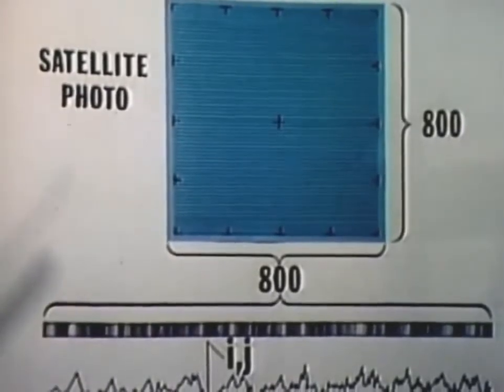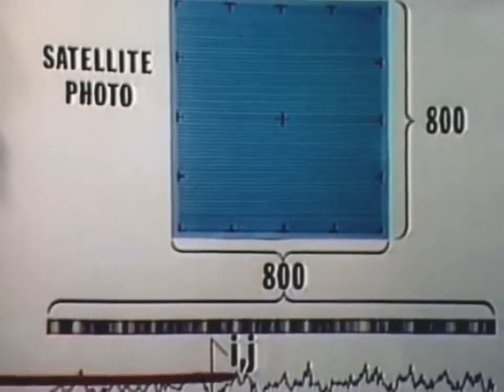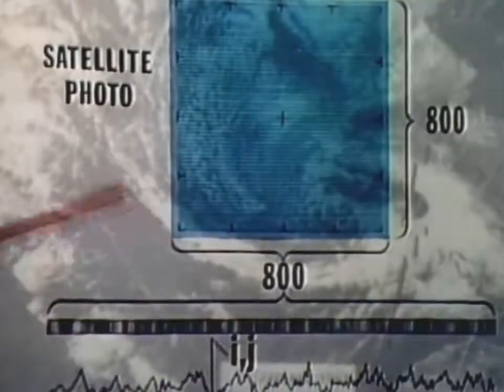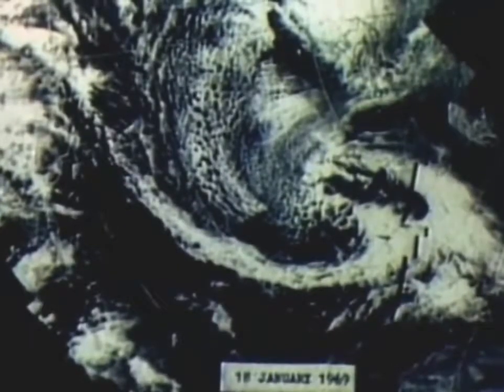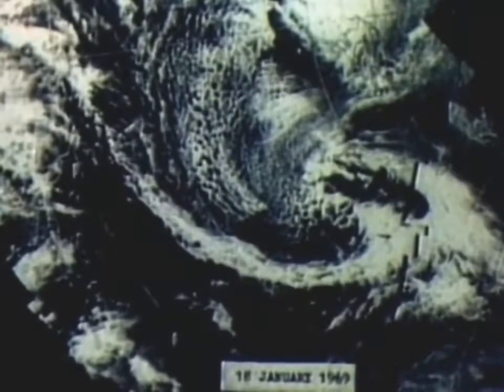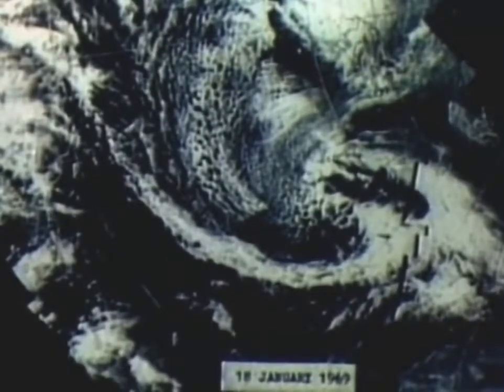Each brightness bit can be assigned to a locator in a computer program, an IJ locator. From this, we can reassemble these bits into a map form, polar stereographic maps or Mercator projections, and to any scale we need, 1 to 10 million or 1 to 20 million. The end result is a digitized and rectified product.